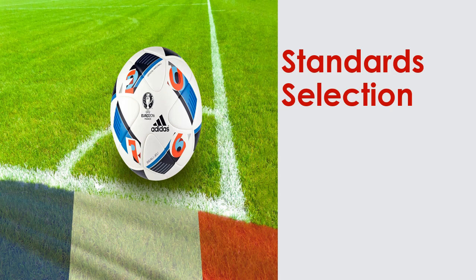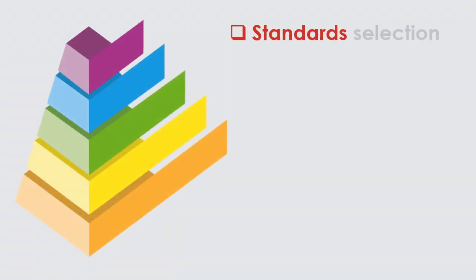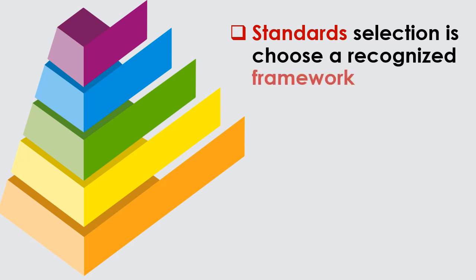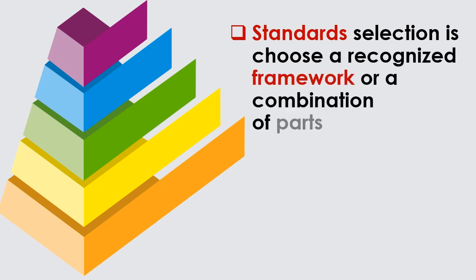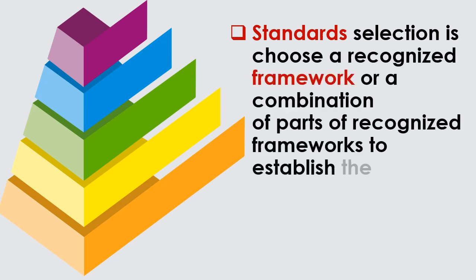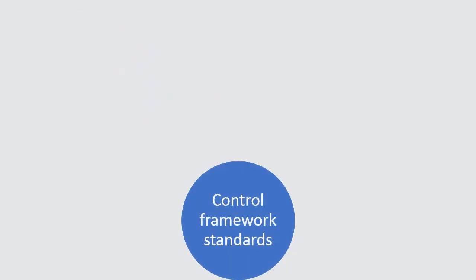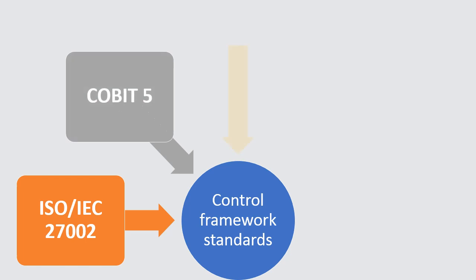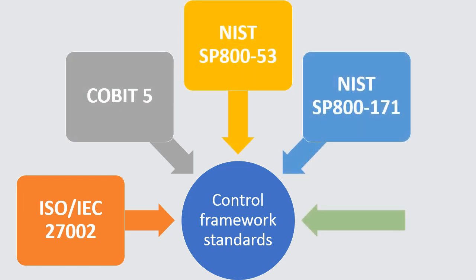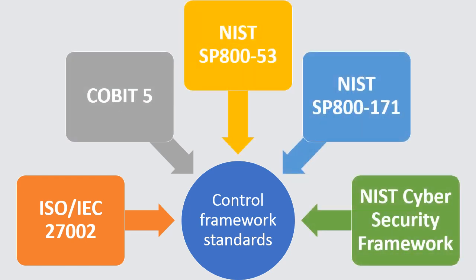Standard selection. Standard selection is choosing a recognized framework or a combination of parts of recognized frameworks to establish the baseline requirements. Control framework standards are ISO/IEC 27002, COBIT 5, NIST SP 800-53, NIST SP 800-171, and NIST Cybersecurity Framework.